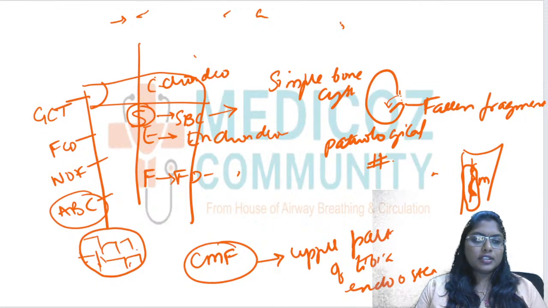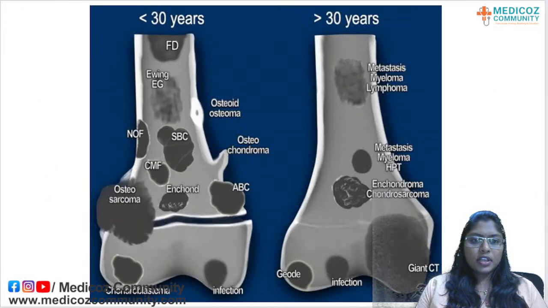Okay, these are the important things about bone tumors. So this is a diagrammatic representation of all the bone tumors below 30 years and above 30 years. We are able to see that above 30 years, we are talking more about malignant conditions like metastasis, myeloma, and chondrosarcoma. Geode and infection are always a differential in epiphysis, even before or after 30 years. Infection should always be considered rather than directly going for malignancy.